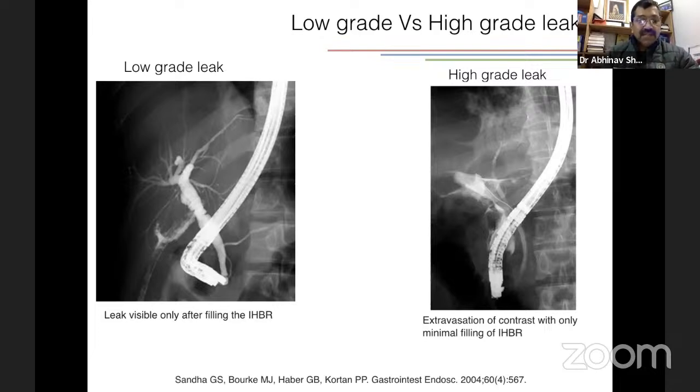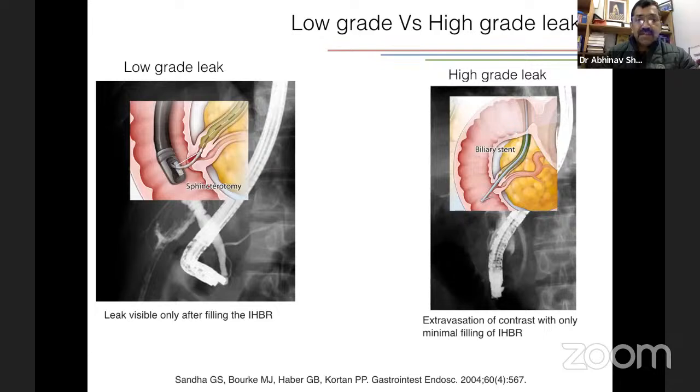If a leak is visible only after opacification of the intrahepatic biliary radicals, that is, if the leak requires enough pressure to be generated to manifest, it is a low-grade leak. And if even before opacification of the intrahepatic biliary radicals you see a leak, it is a high-grade leak. Means you don't even require to generate much pressure to opacify the intrahepatic biliary radicals, and you see a leak. And the author went on to suggest that for low-grade leak, only sphincterotomy is sufficient, and high-grade leak requires a stent.